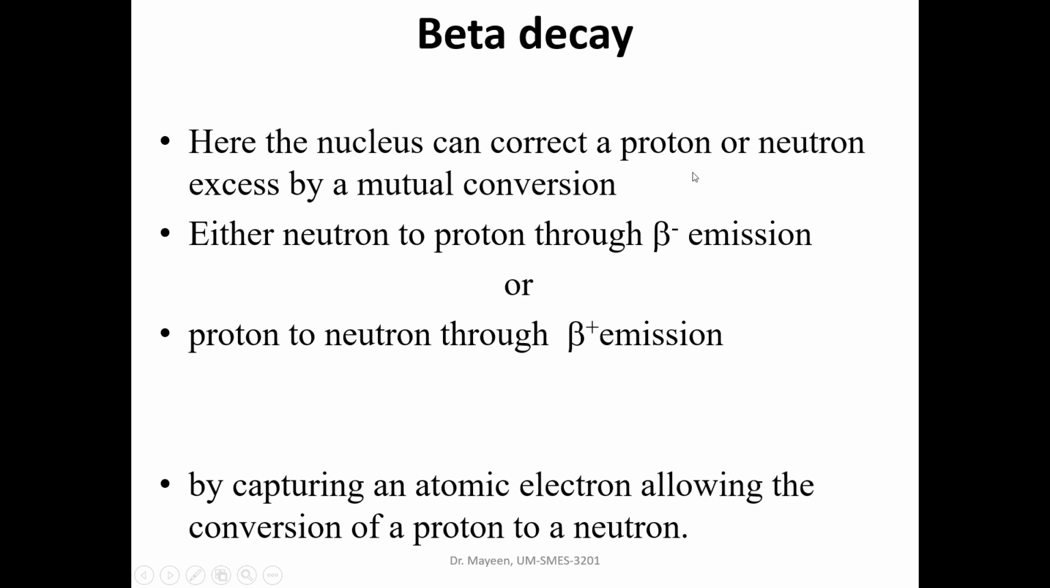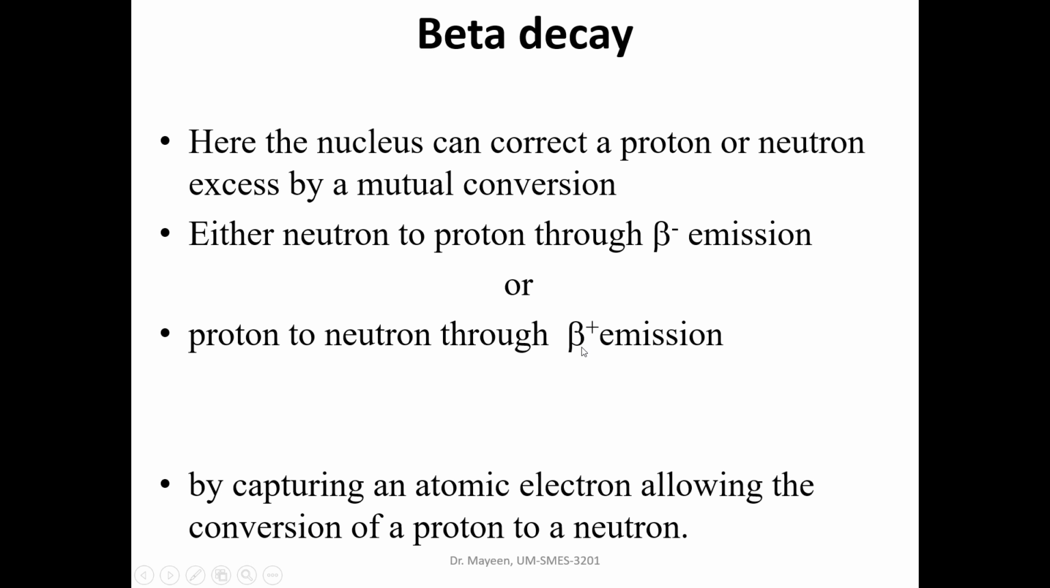So what actually we have is either a neutron converted to a proton through beta negative emission, or a proton to a neutron through beta positive emission. Another possibility during beta decay is capturing. We can have a proton, and that proton can capture an atomic electron, after which it can be converted into a neutron. So we have three possibilities for beta decay.